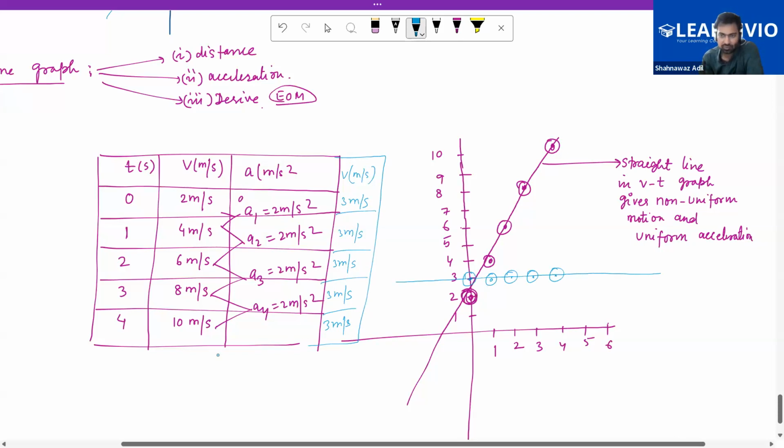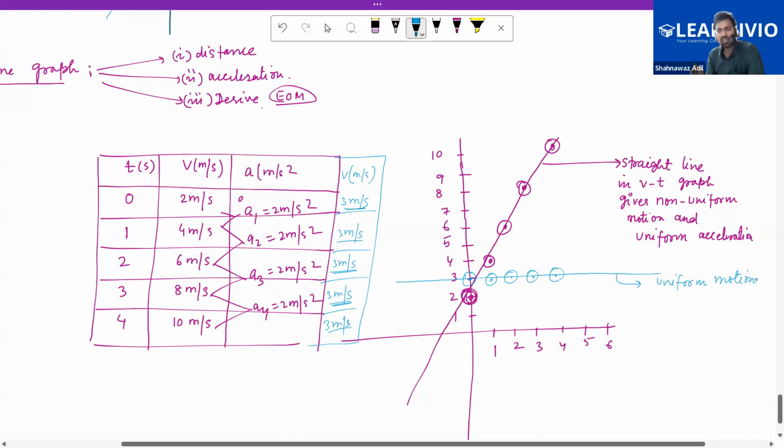Clear? Yes. So this graph is representing rest. For XT it is rest. Now for VT, it is not rest. It is moving in a straight line, but what is happening? Speed is constant, which is uniform. Clear? Yeah.